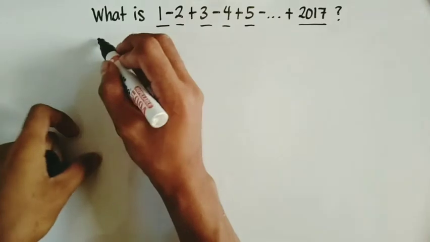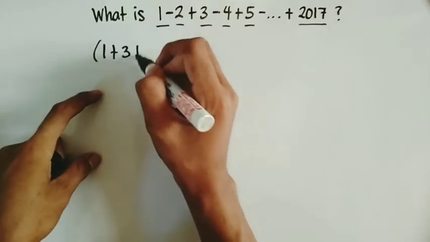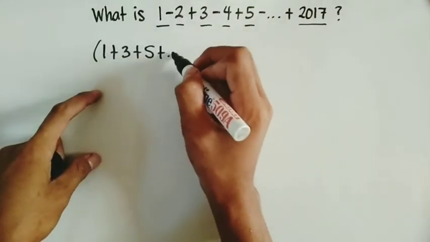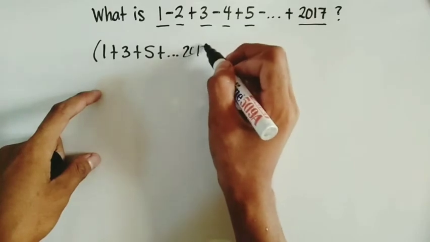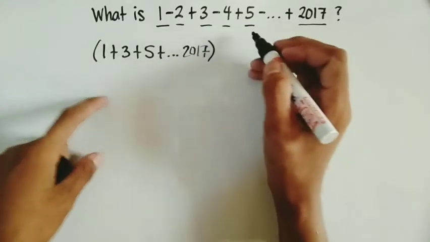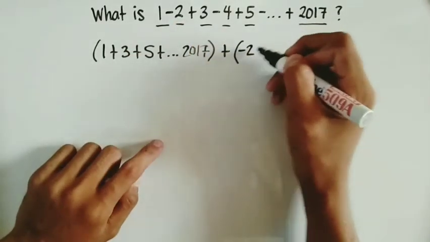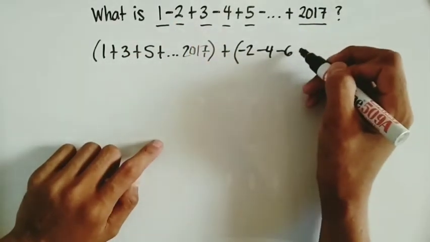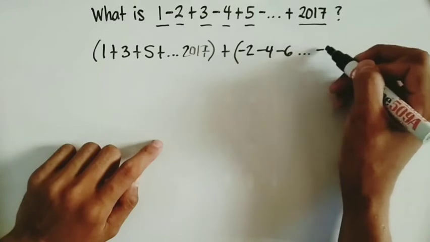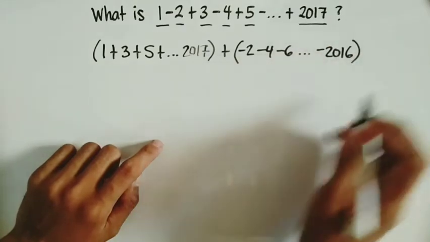So, ganito. Magiging 1 plus 3 plus 5 plus hanggang 2017, kasi 2017 is odd number. So, dito naman yung mga tira: negative 2, negative 4, negative 6, hanggang negative 2016.